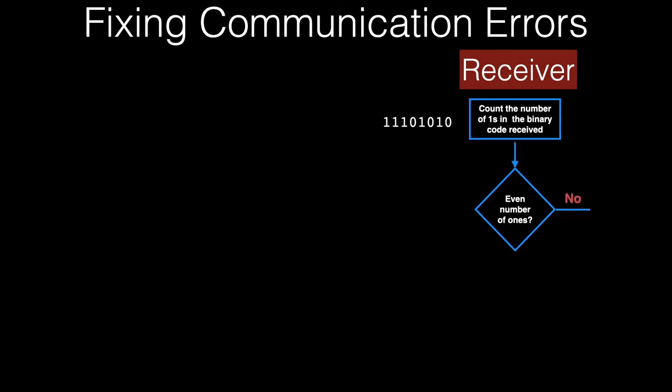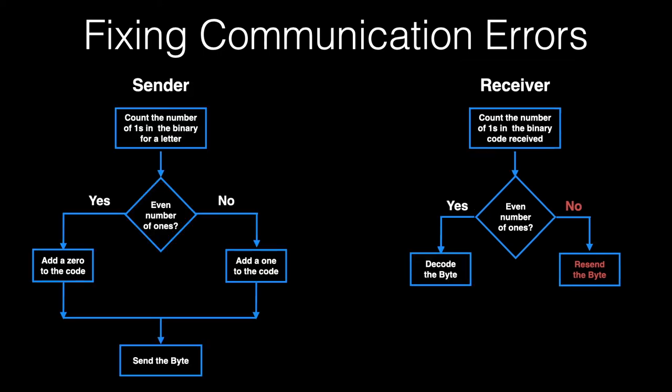However, if the number of ones is not even, they know that it's wrong, and they can send a message back to the sender saying, can you say again? Can you send that once more, please? So this is an example of a simple error-checking algorithm. There are more complex ones out there that can cope with 2 errors in the same byte, for example, which this one wouldn't necessarily cope with.